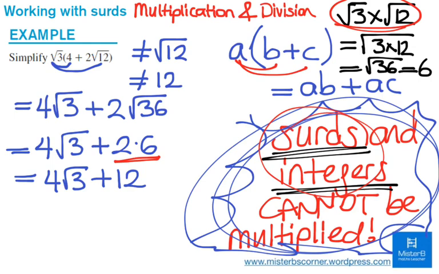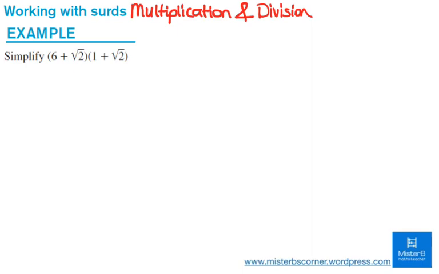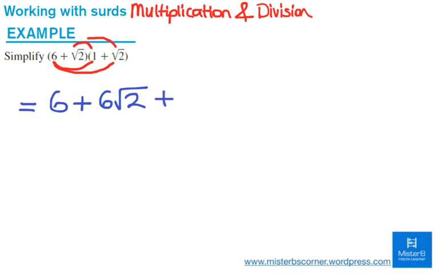Another example. Now in this one you have two terms in both brackets, so the multiplication will follow like this. You're going to multiply 6 by 1, and then by square root of 2, and then you will multiply square root of 2 by 1, and then square root of 2 by square root of 2. So basically, 6 times 1 is 6, and then 6 times square root of 2 is 6 square root of 2. It's not 12 or square root of 12, it's just 6 square root of 2. And then square root of 2 times 1, which is square root of 2. You don't need to write 1 square root of 2. Square root of 2 alone is enough.